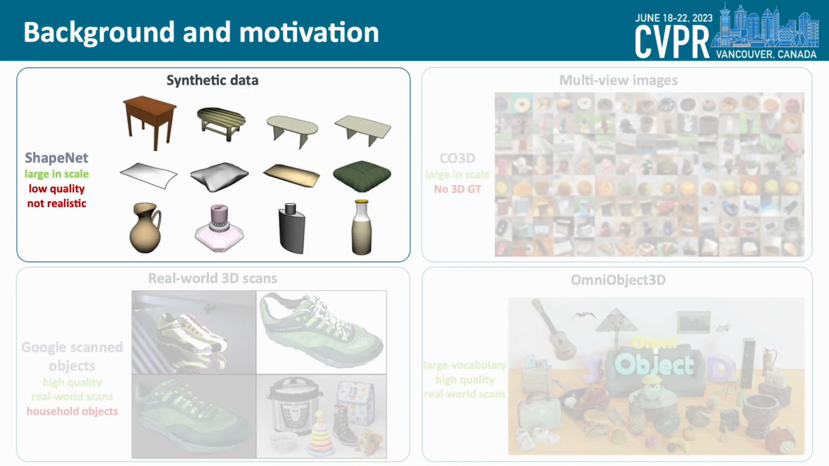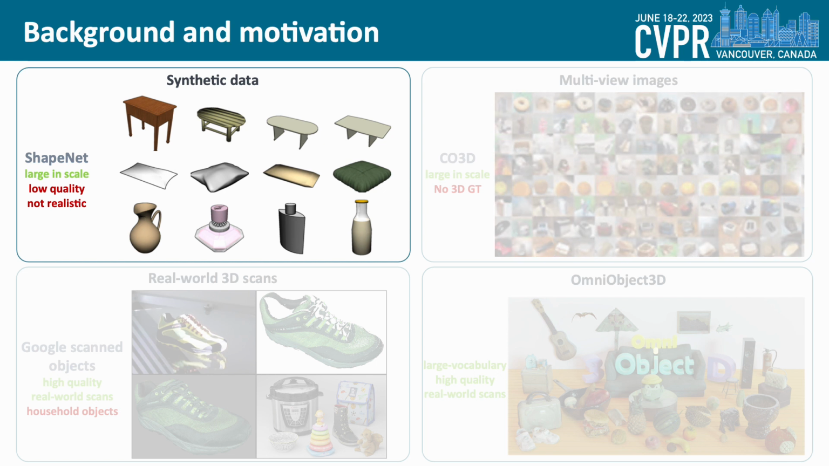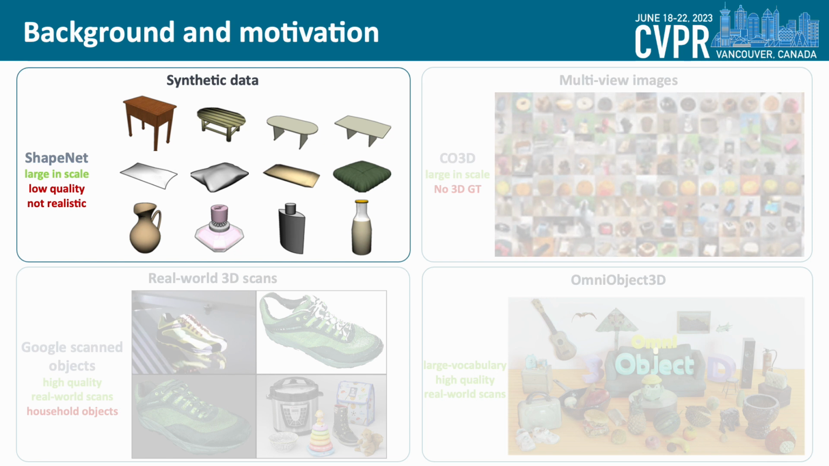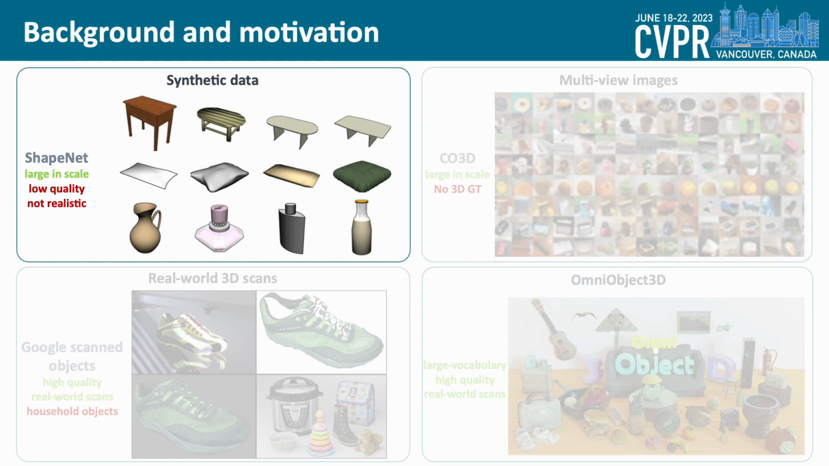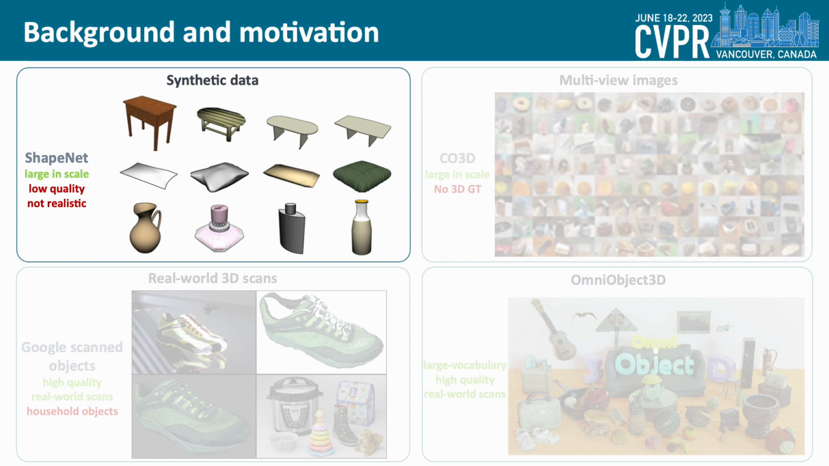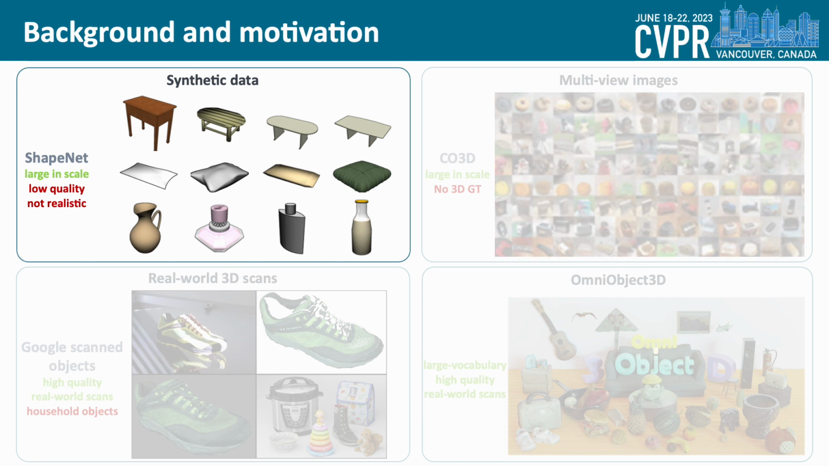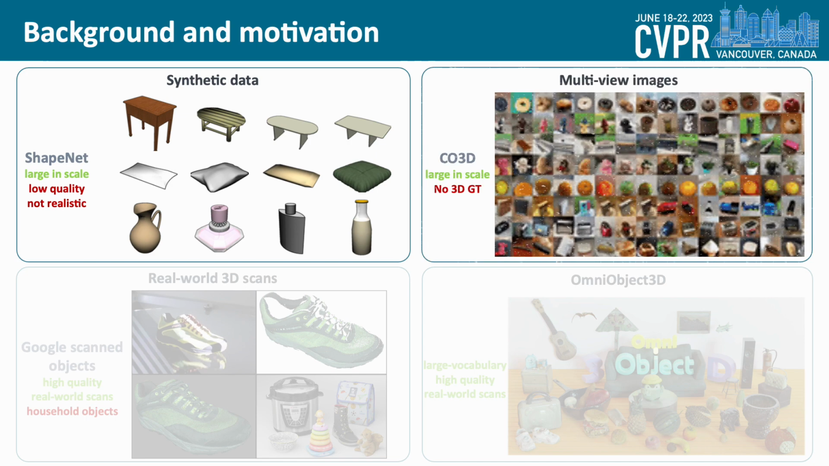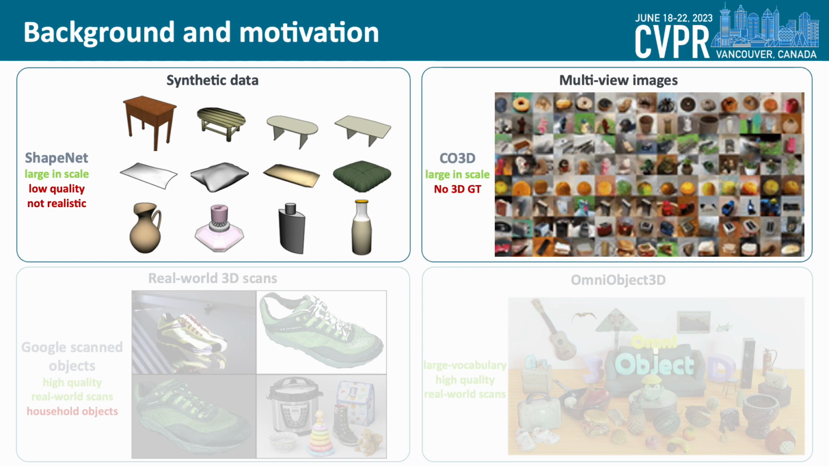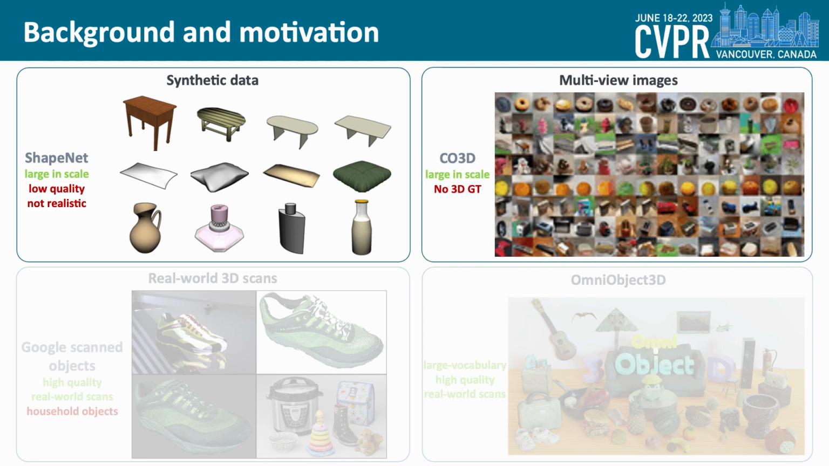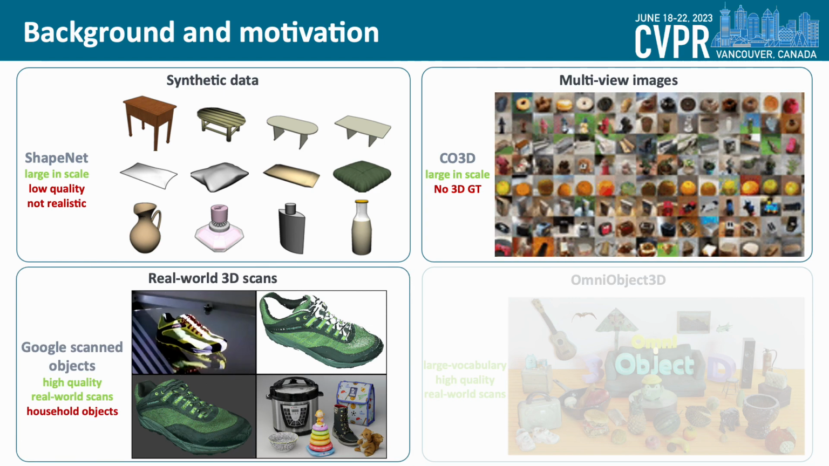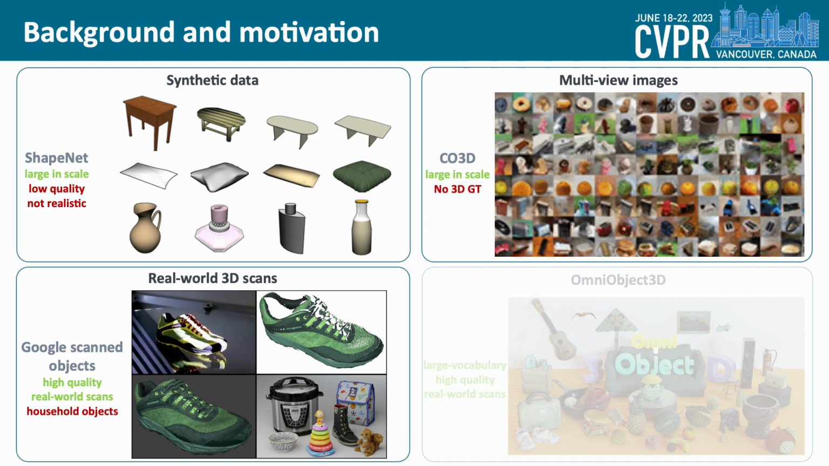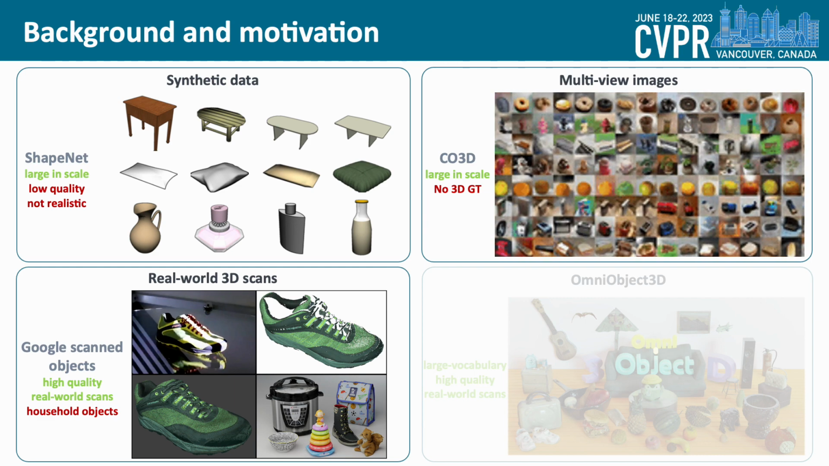Existing advancements in the field of 3D objects partially meet the research requirements, but still fall short in various aspects. For instance, synthetic datasets like ShapeNet suffer from the disparity between unrealistic synthetic data and real-world observations. Video datasets like CO3D lack complete 3D ground truth information. Real-scan datasets like Google Scanned Objects exhibit limitations in terms of category distribution.